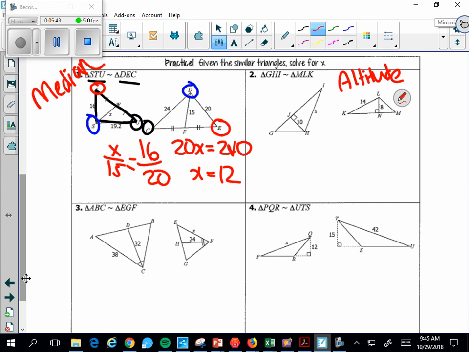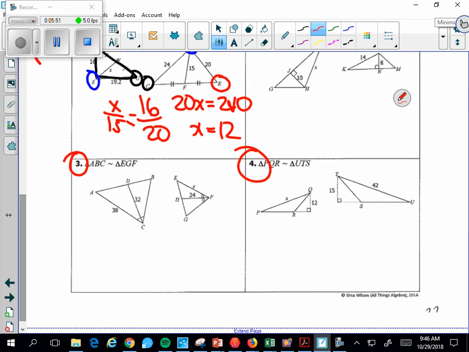So I want you guys to try 2, 3, and 4. I think you guys can handle it. They're all set up in fairly similar ways. So pause the video and take a chance to do that.